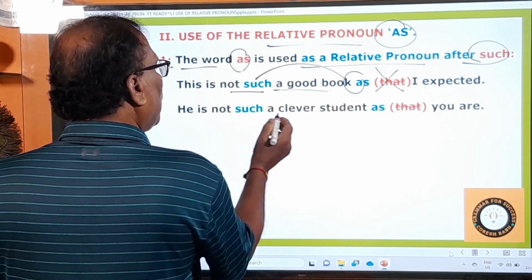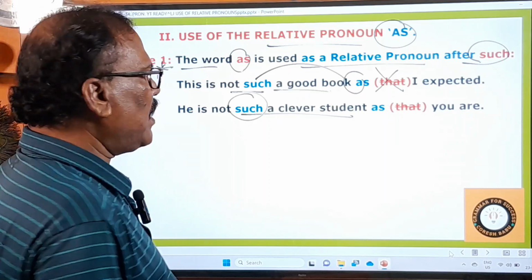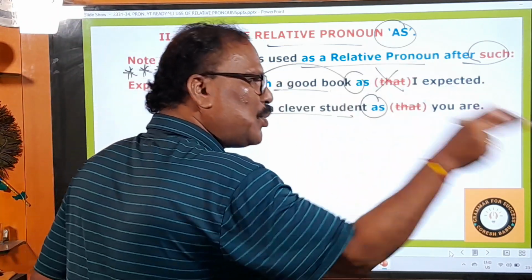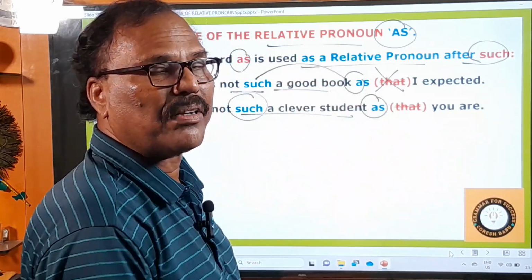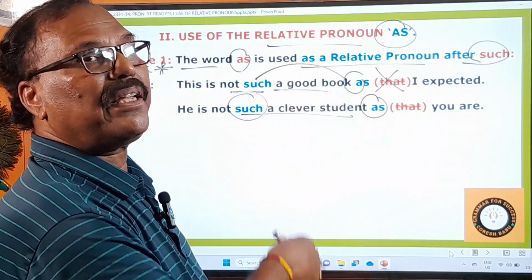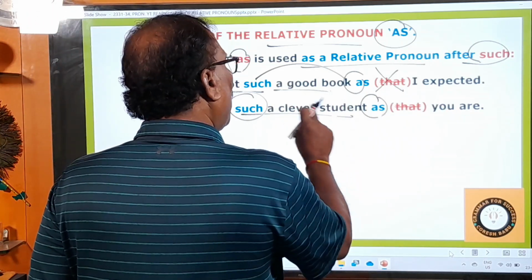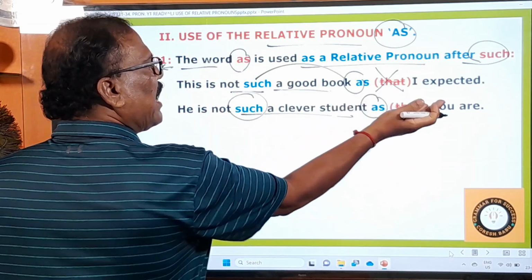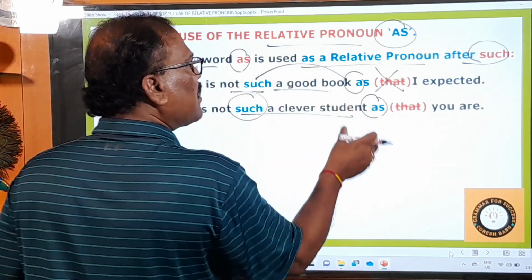He is not such a clever student as you are. You are a clever student. He is not such a clever student as you are. Like you, that is the meaning. So he is not such a clever student as you are means he is not a clever student like you. Instead of saying that, you had better say, he is not such a clever student as you are.